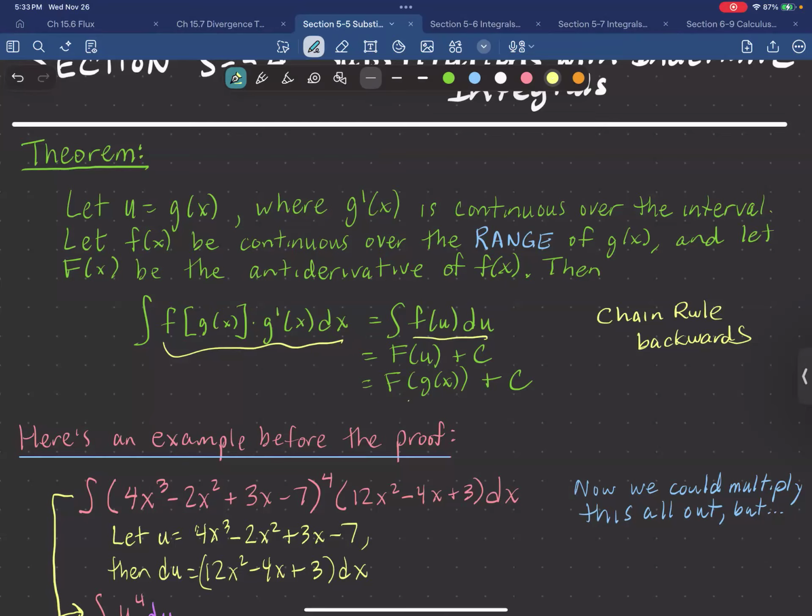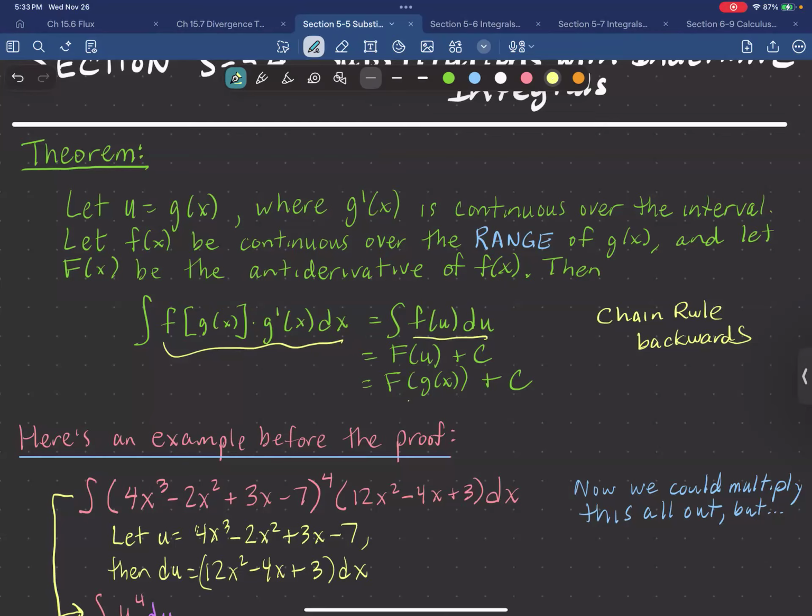Look at this. We've got the integral of the quantity 4x cubed minus 2x squared plus 3x minus 7, all to the fourth power. That's multiplied by the quantity 12x squared minus 4x plus 3. Then we got our dx. Now, we could technically multiply this all out. I don't know about you, but I absolutely do not want to do this to the fourth power and then multiply it by that. That's just crazy. We're not doing that.